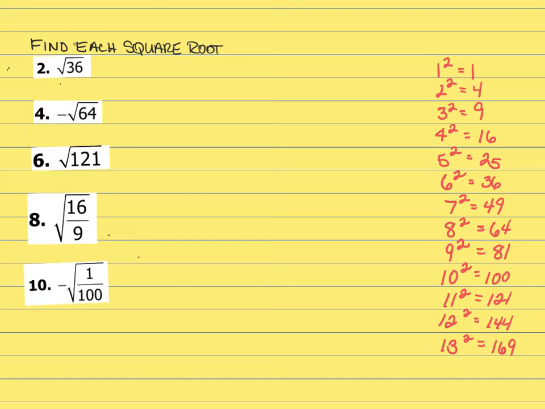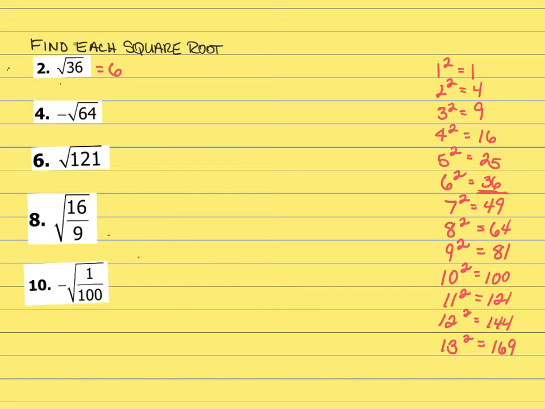So number 2 is pretty easy, because the square root of 36, if you come and look on our list, to get 36, we squared the number 6. So 6 times 6 is 36. So the square root of 36 is equal to 6.